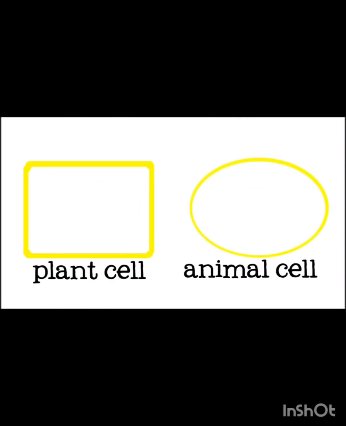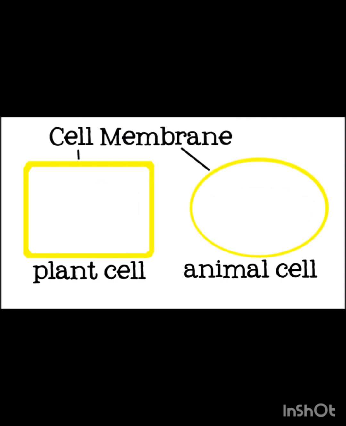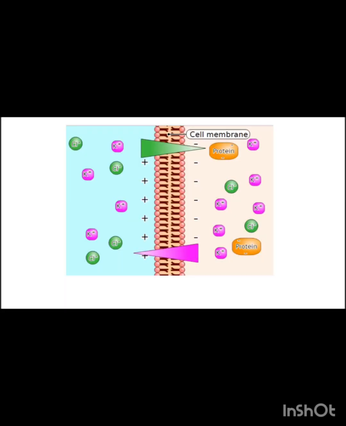Both the cells are covered by a thin membrane called the cell membrane or the plasma membrane. It is semi-permeable. You see, semi-permeable means it allows only some substances to either enter the cell or leave the cell.